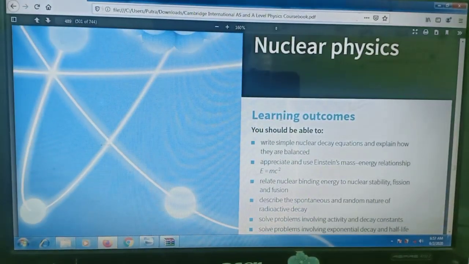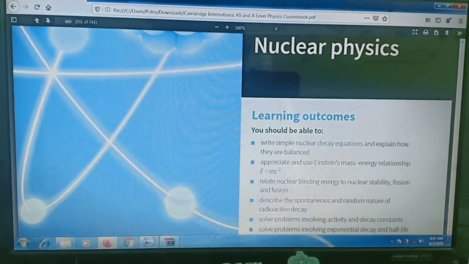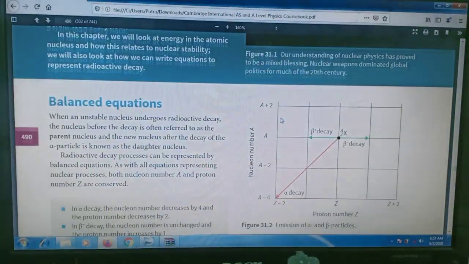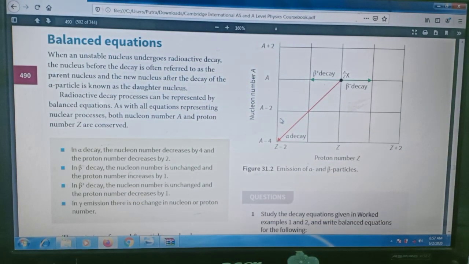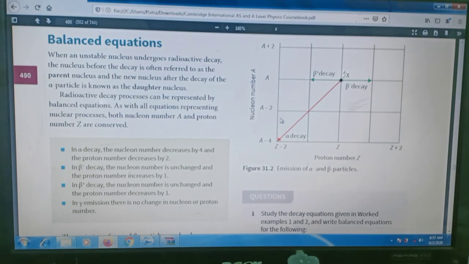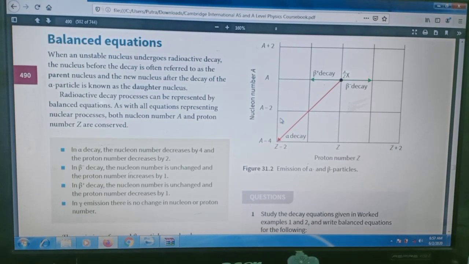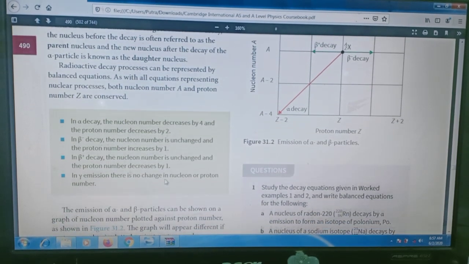Again, I'm telling you that this chapter, nuclear physics, is so much related to the chapter that we have discussed before, radioactivity. In the radioactivity chapter, we have studied how to balance the nuclear equations. I always tell you that the right side of the reaction and the left side of the reaction need to be equal. We also have studied these things.